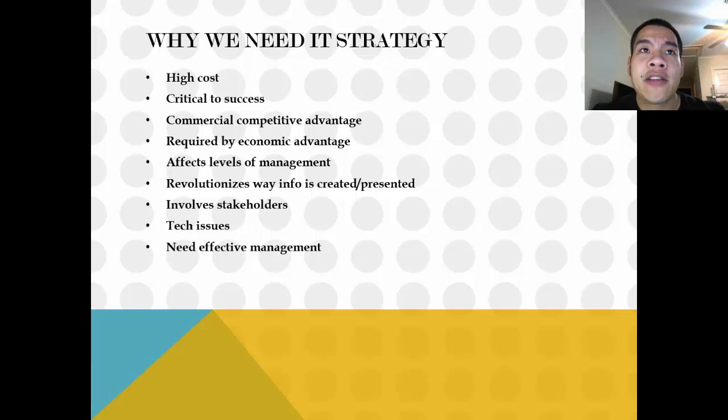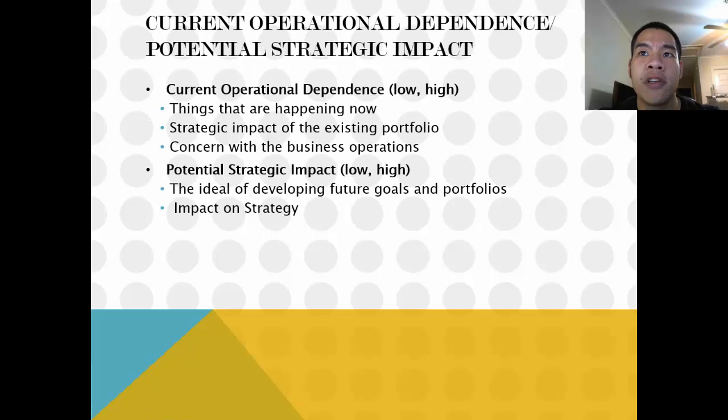McFarlan's Strategic IT Grid is used to analyze the impact of information systems as a whole for an organization or for a department of an organization. It can also be used to analyze the dependence and impact of individual IT applications or systems. The Strategic Grid compares the present operational dependence on information systems versus the potential impact of information systems.